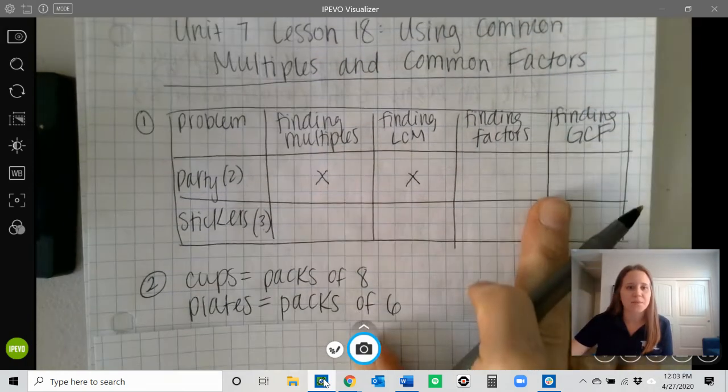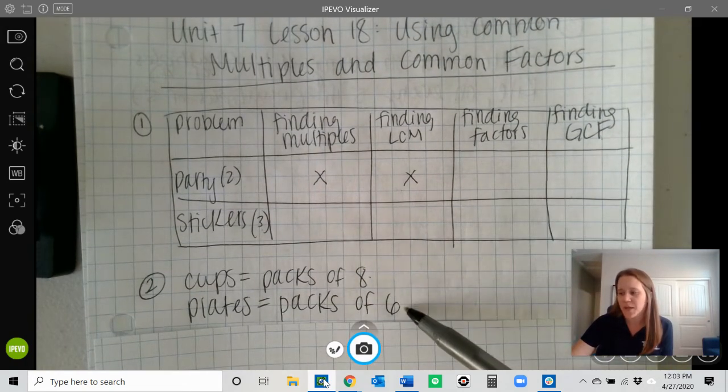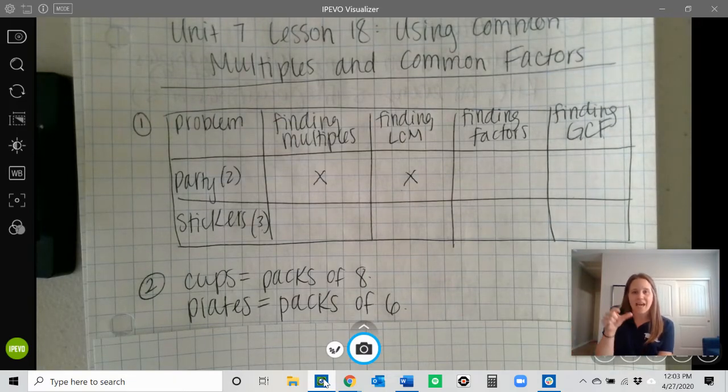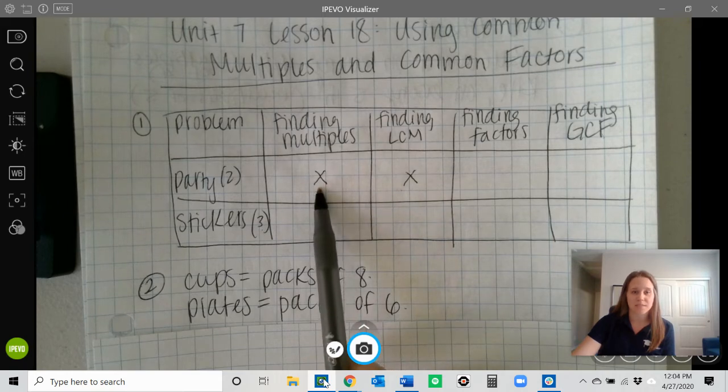Yeah. If she's buying packs of 8 cups and she's buying packs of 6 plates, and I want an equal amount, I'm going to be counting by 8s to figure out the total amount of cups for how many packs I'm using. So she could buy 8 cups or 16 or 24. Those are called multiples. Yeah, we're going to be finding multiples.